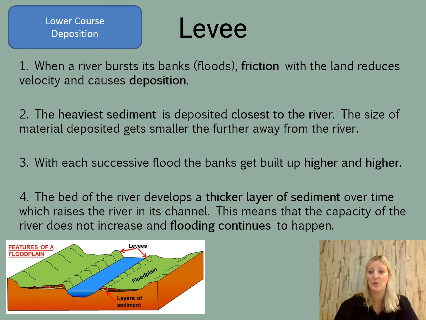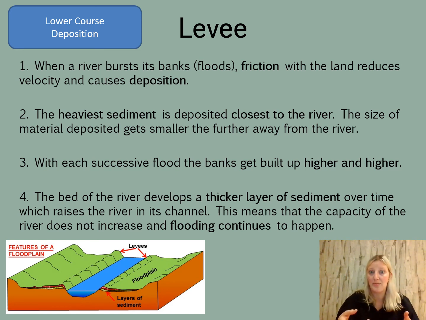And our final landform is a levee, and this is again lower course. This is again caused by deposition, and this links to our floodplains. So it's something that's found right on the edges of the river channel, and they can extend across into the floodplain. So when a river bursts its banks, we have friction with the land. So again, the water was in this deeper river channel. The friction with the land as it moves out of that river channel reduces its velocity and it causes deposition. It loses energy and it drops the sediment that it's carrying.